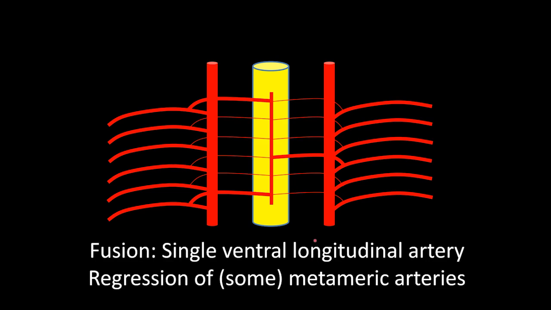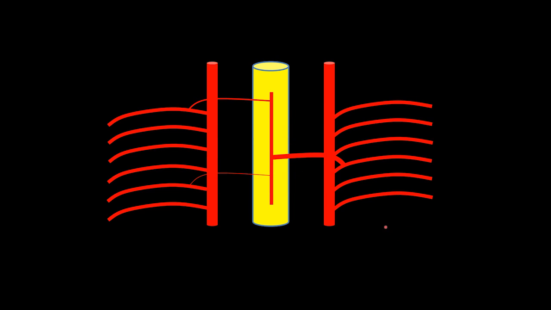And this is the appearance in which some of the metameric arteries are now regressing and some of them instead become more dominant. And this is representative of what the future spinal cord appearance will be, with some segmental arteries supplying the anterior spinal artery. The dominant segmental vessels will be called radiculomedullary arteries, and we will show a few examples in the next slides.